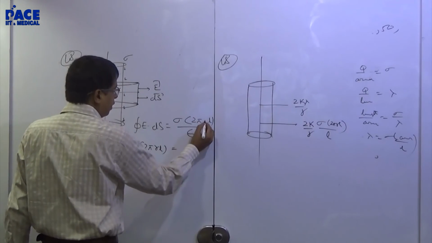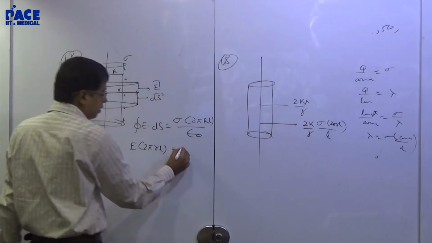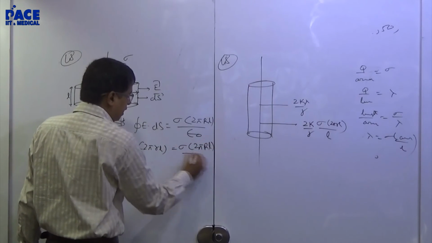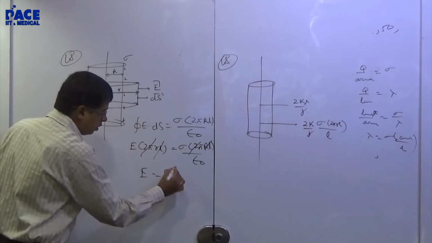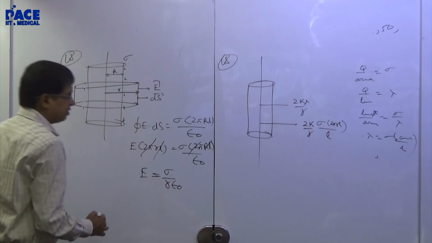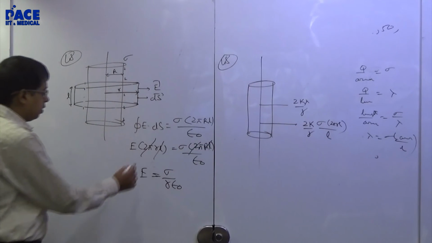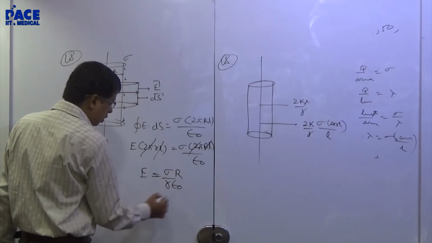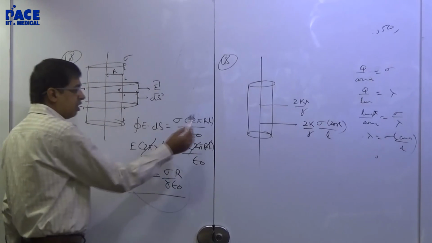This will be capital R, this will be small r. E into 2πrL is σ 2πRL by epsilon naught. 2πL will go. E is equal to σ by r epsilon naught, times capital R by small r. Did I do it right? So this is the field because of the cylinder.